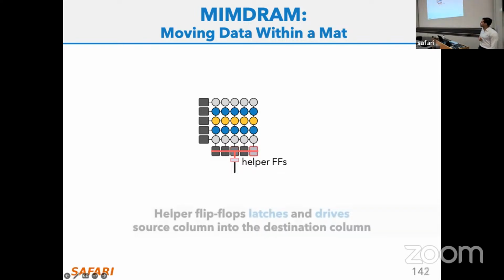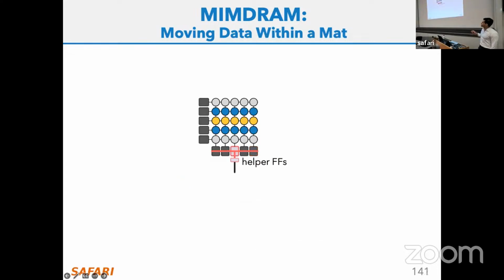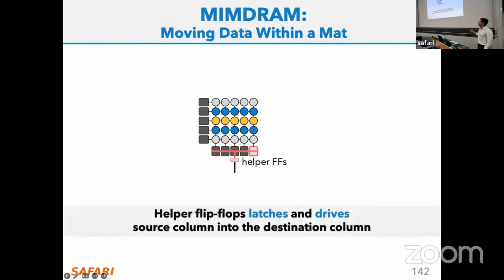So let's say that you want to copy the data from this column here to this column over here. You read a column as is read regularly for a column request, and this is going to latch that column data in this helper flip-flop here. Next, instead of erasing this data in this helper flip-flop, when we move to another column, we are going to keep this data in the helper flip-flop and just change the column address to the destination column that you want to copy.